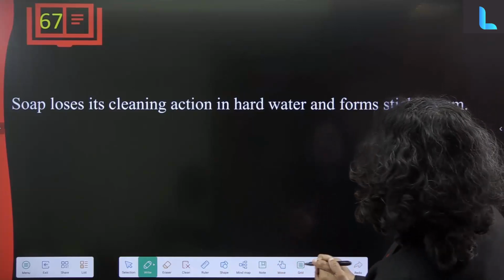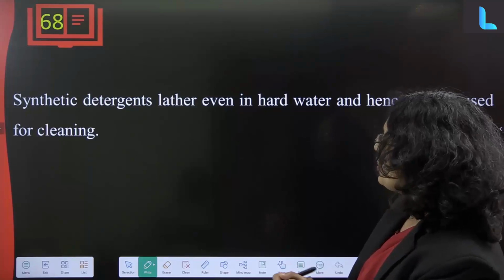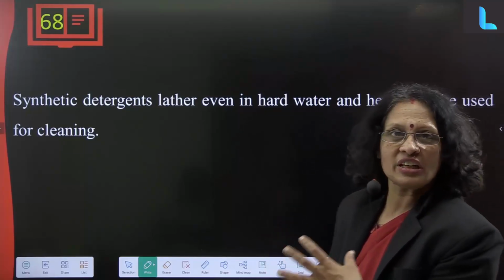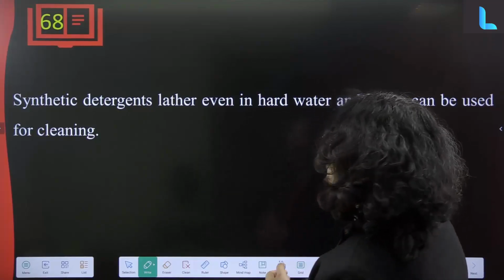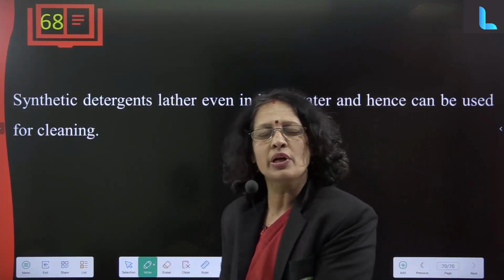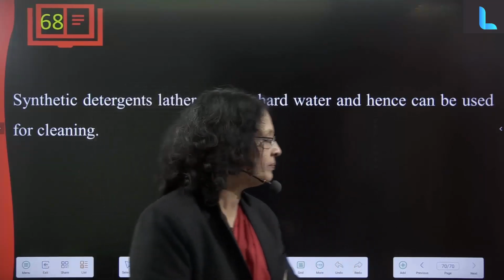Now soap loses its cleansing action in hard water and forms sticky scum. Okay, that is why hard water should be treated first, otherwise it does not give lather with the detergent. Synthetic detergent lathers even in hard water and hence can be used for cleaning. So that is why synthetic detergent, which is synthetically prepared in the lab, is more popular. Okay, thank you.